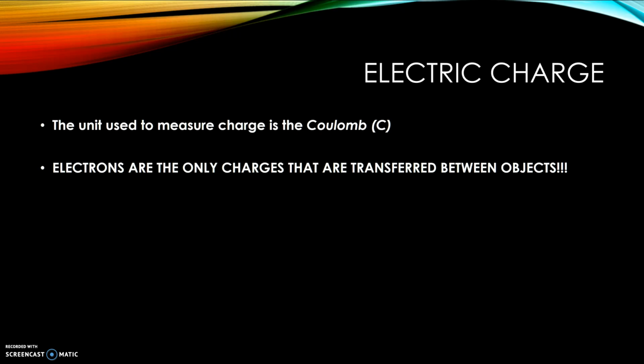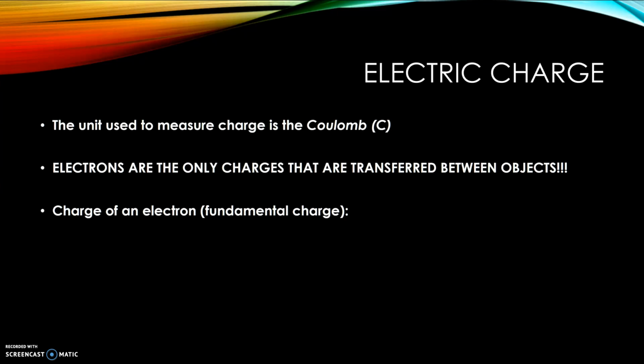And when that happens, you either have an excess of electrons if the electrons jumped onto you, or it's possible that the electrons in you jump down on the floor. And if that happens, then you have a positive charge, not because protons jumped onto you, it's because the electrons jumped off of you. Okay, so keep that in mind. Electrons are the only thing that is transferred between objects. Protons are never transferred. And when something gets a positive charge, it means that it has lost electrons.